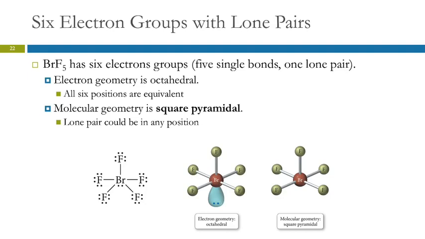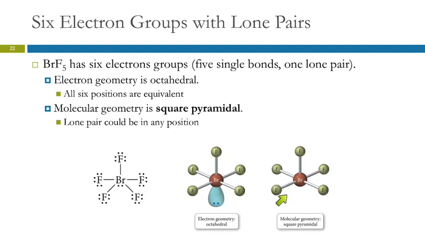Six electron groups with lone pairs. So here we have bromine pentafluoride, 1 lone pair and 5 single bonds. That's 6 groups, octahedral electron geometry. In an octahedron, all the angles are the same, and so it doesn't matter where you put the lone pair. We'll put the lone pair in one, and then you've got atoms in the other, and they'll get slightly squished by that lone pair, but the angles will be close to 90 degrees.